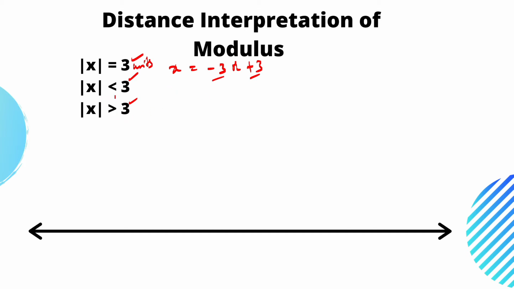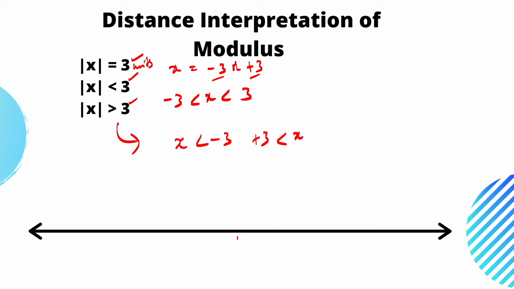When it comes to modulus of x which is less than 3, the range in this case is x can be less than 3 or greater than minus 3. When it comes to the third case, modulus of x is greater than 3, in this case x can be less than minus 3 as well as x can be greater than plus 3.